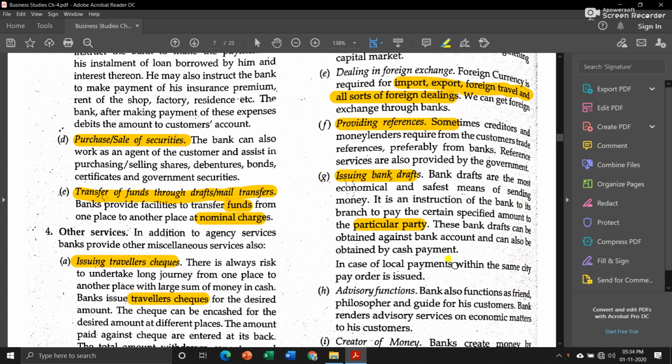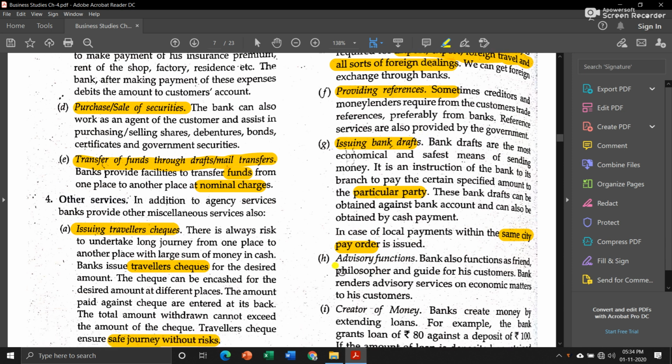Then in case of local payments, means within the same city, a pay order is issued. At that time a bank draft is not required, a pay order is issued. Then advisory function. The bank also functions as friend, philosopher and guide for its customer. The bank renders advisory services on economic matters to its customers. If you have an account with any commercial bank, then they can help you in economic matters. They will give you proper and helpful advice.